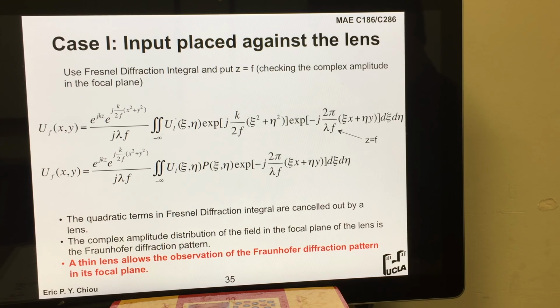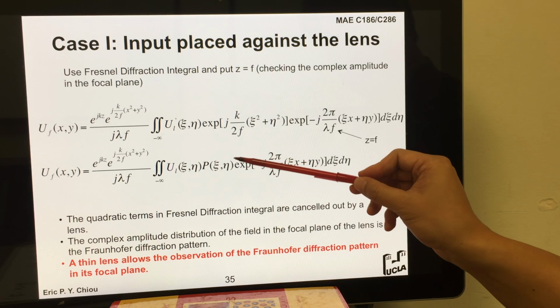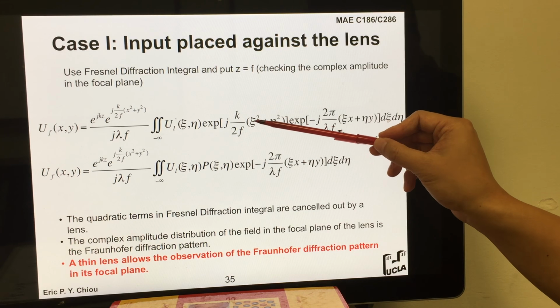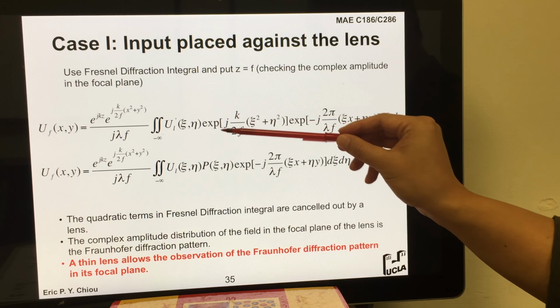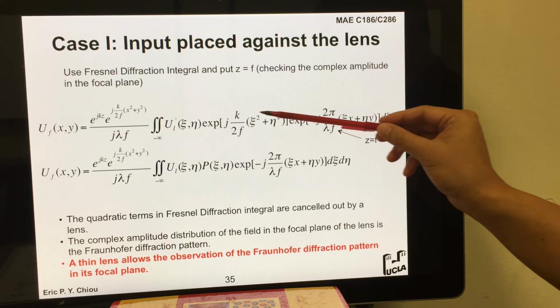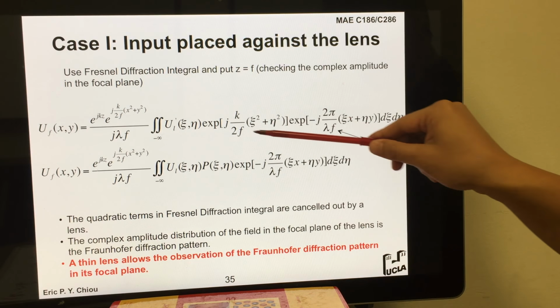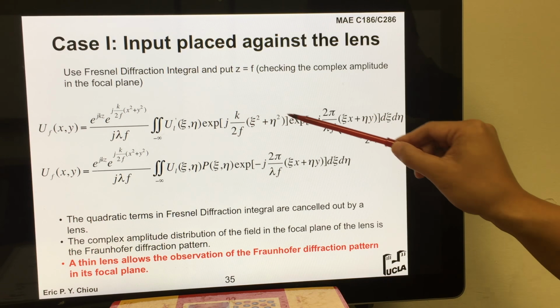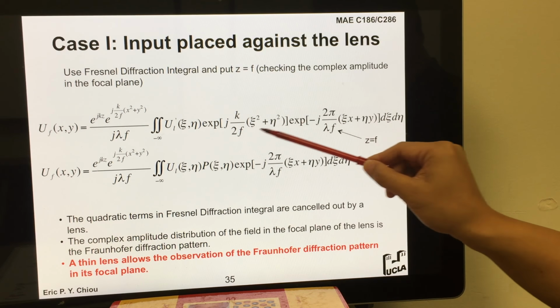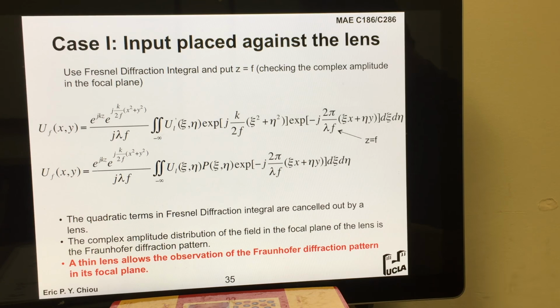So now you know what the function of a lens is. The function of a lens is to introduce an extra quadratic phase term so that you can cancel out this term. So instead of going to a distance pretty far away, in the previous case, the z needed to be a lot larger than this so that this term could be canceled. Now you don't have to.